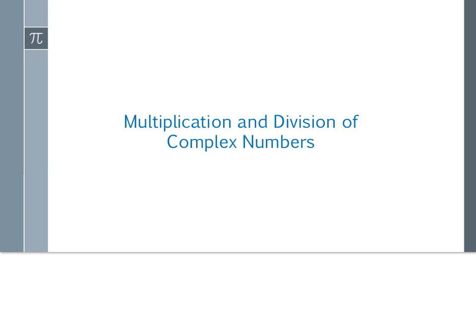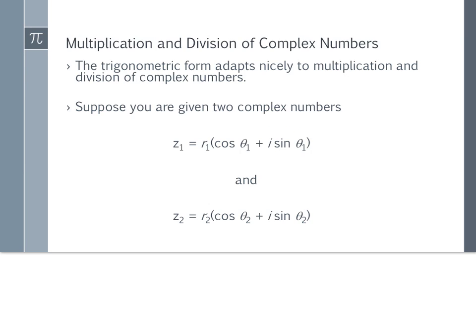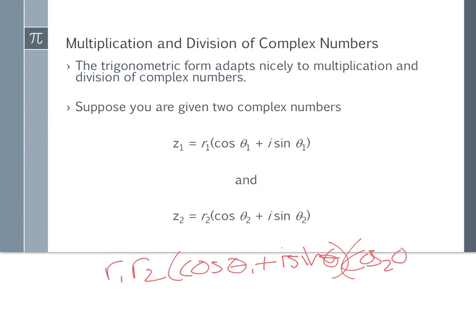Now when we're multiplying and dividing complex numbers that are in trig form, I want you to think of the following. So suppose that we're given two complex numbers. Here's the first one, here's the second one. And we go ahead and we multiply them. That means we're going to do r1 times r2, and then we're going to have cosine theta of the first plus I sine theta of the first, times cosine theta of the second plus I sine theta of the second, and then we're going to have the FOIL.